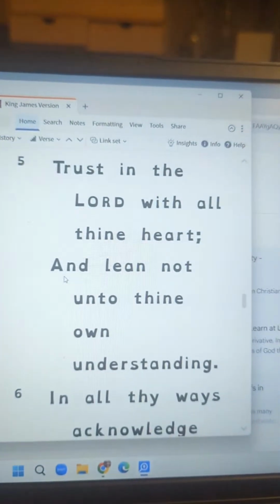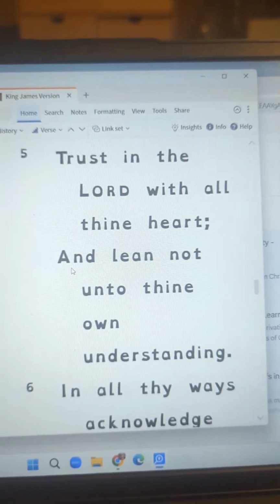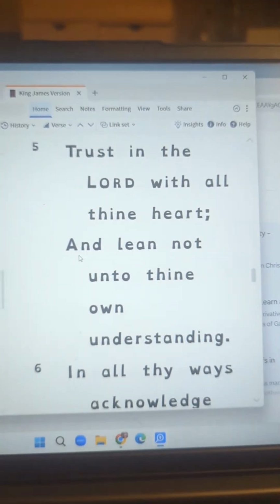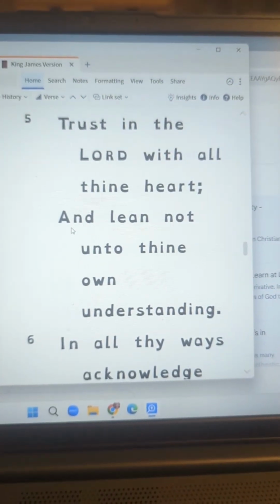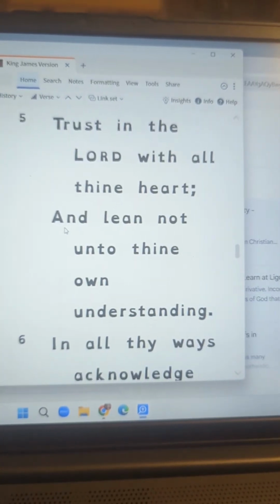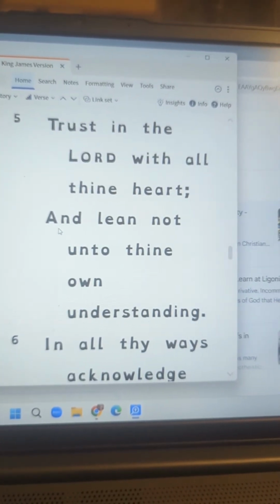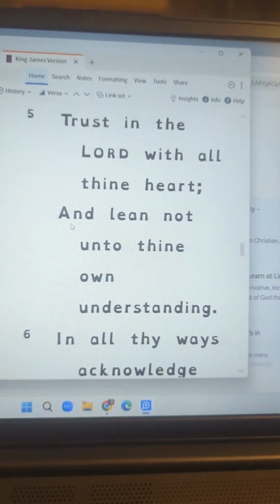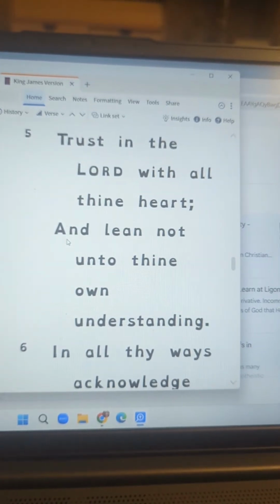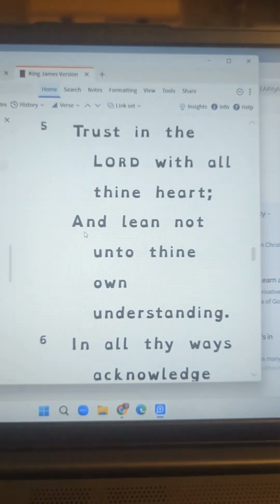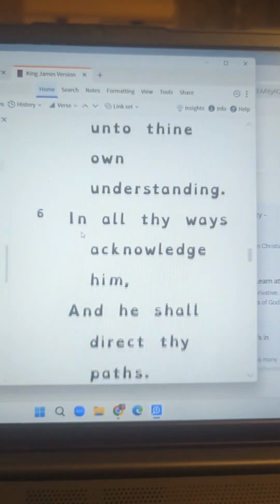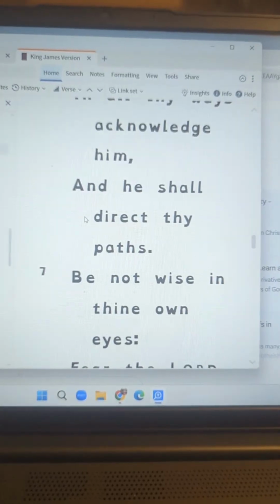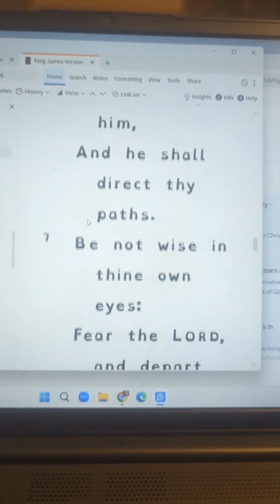So trust the Lord, Yahweh, with all thine heart, and lean not unto thine own understanding. So God does have his own understanding, right? But he doesn't lean on it though. In all thy ways acknowledge him, and he will direct your paths. Be not wise in your own eyes.